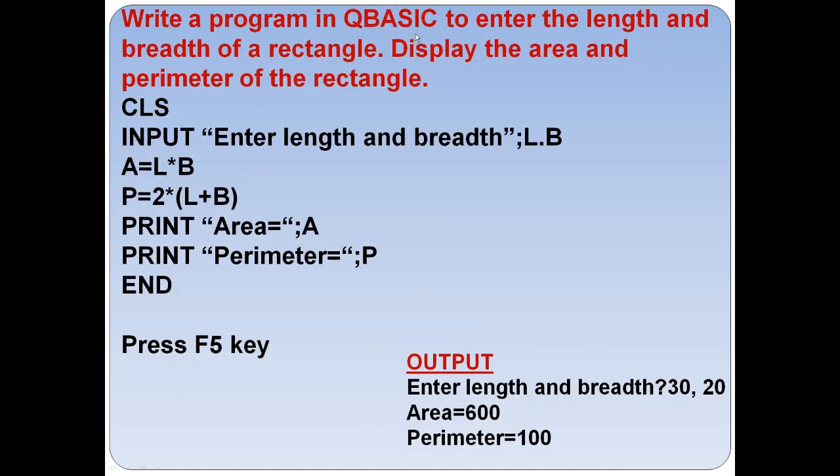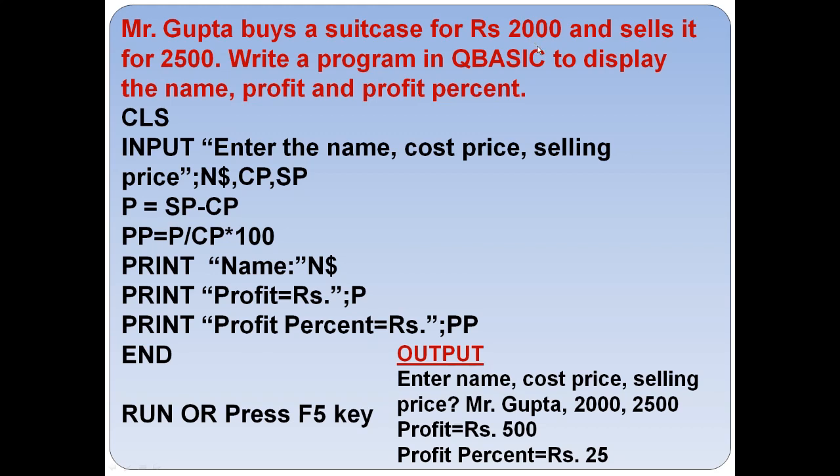Mr. Gupta buys a suitcase for rupees 2000 and sells it. The CP of the suitcase is 2000 and he sells it for rupees 2500, which means this is the selling price, SP. Write a program in QBasic to display name, profit and profit percent.